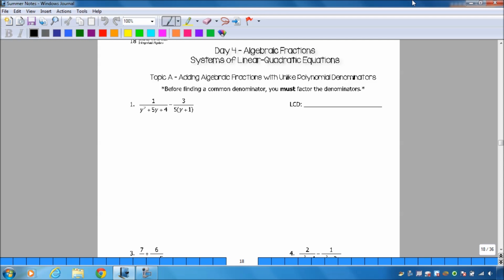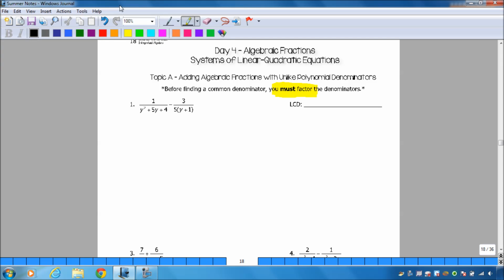fractions, but this time the denominators are not like each other like we did in the previous video, but they're also polynomial denominators, okay? And this piece right here is extremely crucial. You must factor the denominators before you find your LCD. It's so important, okay? So let's look at question number 1.